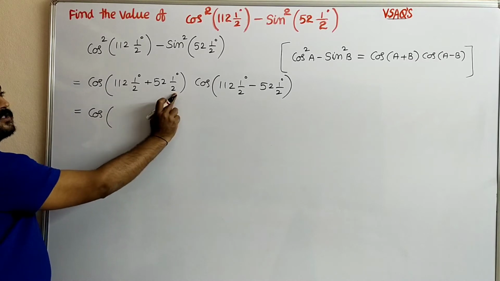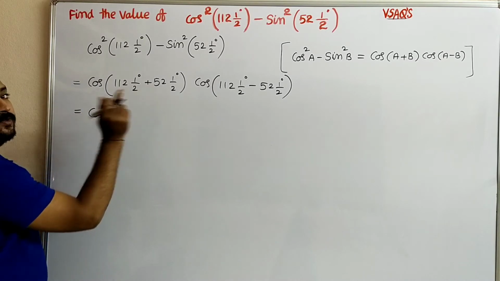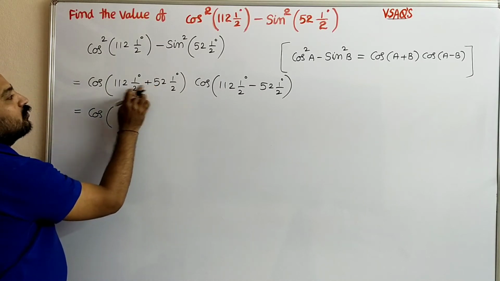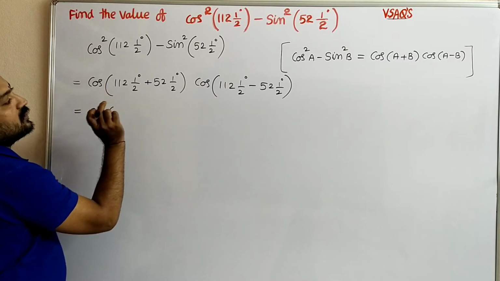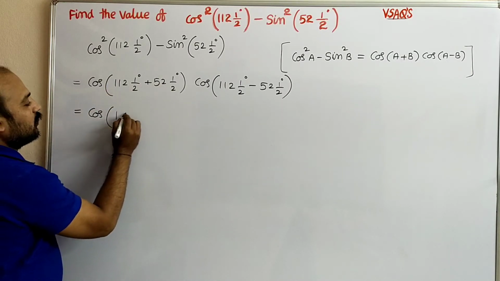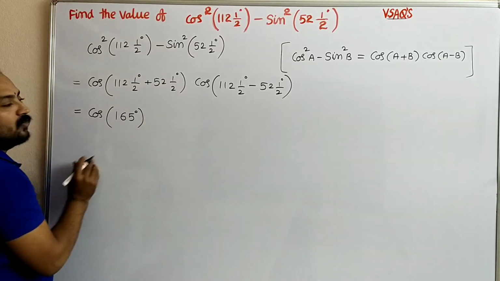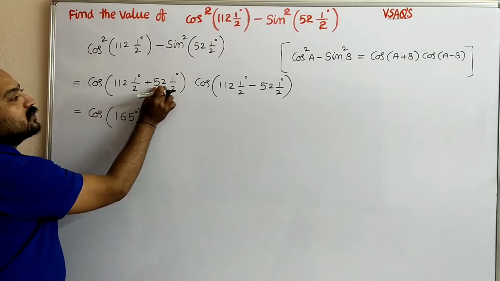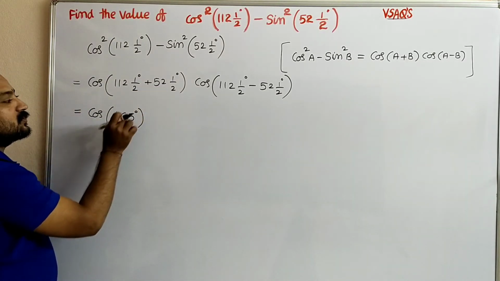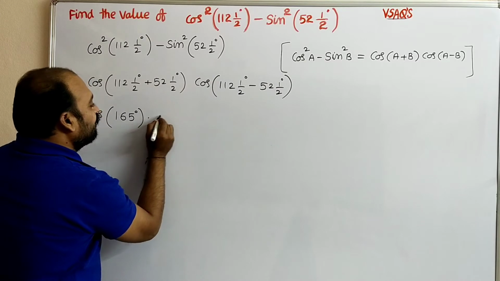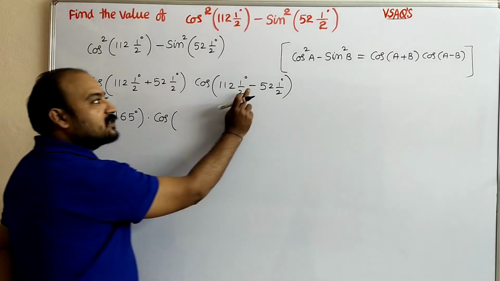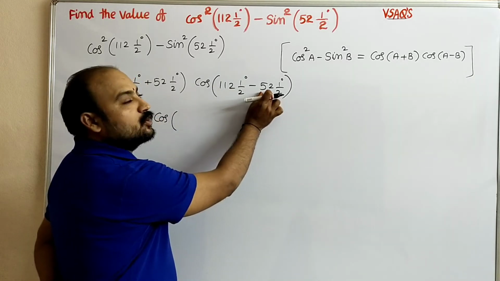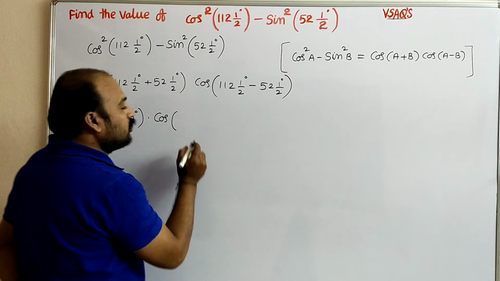Here, half degree plus half degree, whenever we are adding, 1 degree will come. Next, 112 plus 52 is 164. 164 plus 1 degree, so total it will be 165 degrees. Once again I will repeat: half degree plus half degree is 1 degree, 112 plus 52 is 164, 164 plus 1 degree is 165, into cos of the difference, where whenever we are subtracting angles, the half degree will be cancelled. 112 minus 52 is 60 degrees.